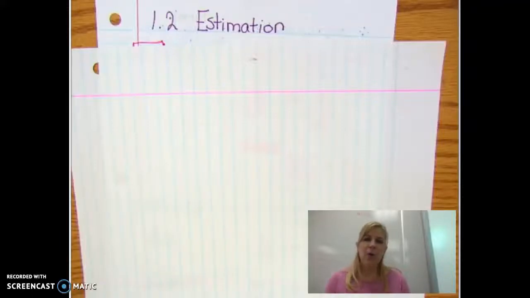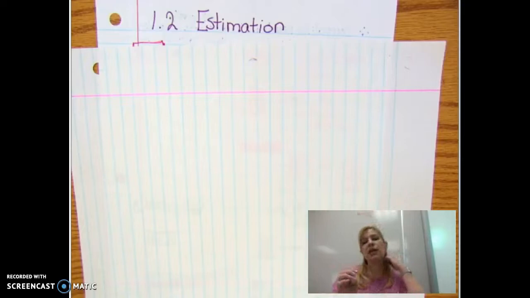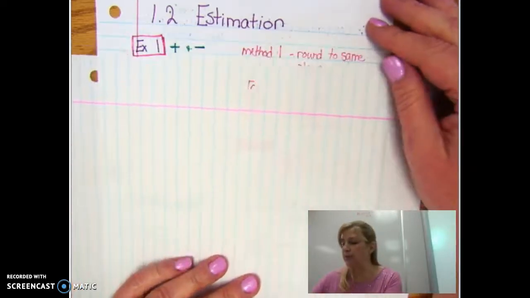So here we are at 1.2, which is estimation. We've had experience with this before, but I have a lot of students in the Ignite classes through the years who have trouble with this because they so like that exact number. They don't like to estimate at all. Estimation is important to know if you're in the ballpark, so it's important to have some of these methods. I'm going to go through each one with you.